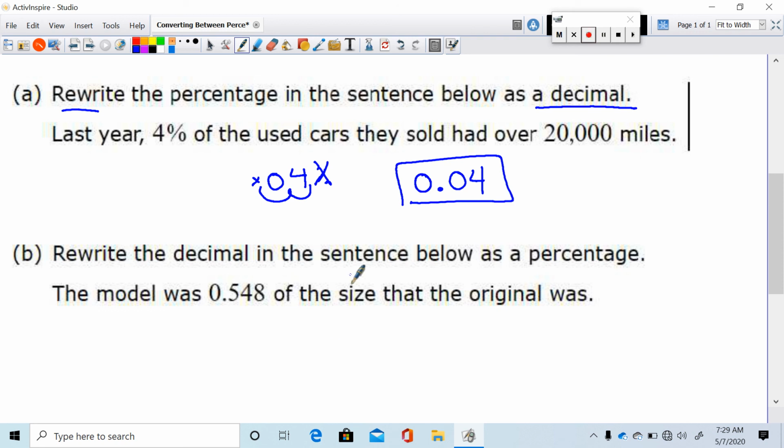The other way, rewrite the decimal in the sentence below as a percentage. Percentage means per 100. 100 has 2 zeros, so I want 2 numbers after my decimal. I'm going to write that down. If there are numbers left, you have to put a decimal point and then continue writing the rest of the numbers, and then put in your percent sign, and you're done.